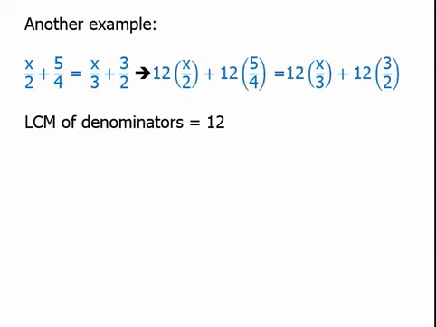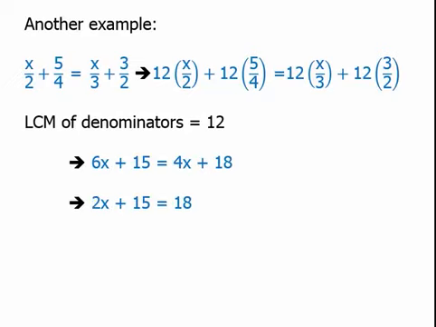And then we're going to simplify that. That just becomes this. Then once we have this, we can subtract 4x from both sides, we can subtract 15 from both sides, and then divide by 2 to get x by itself. X equals 3/2.